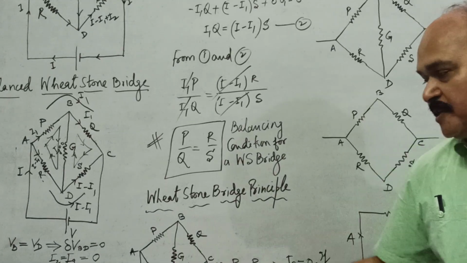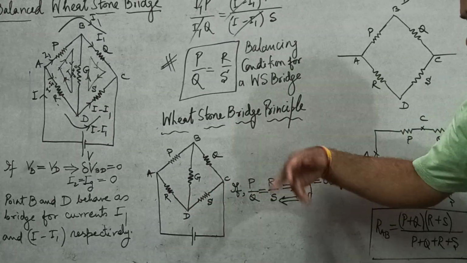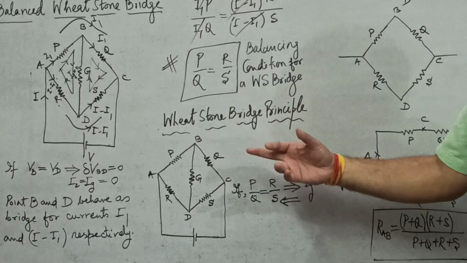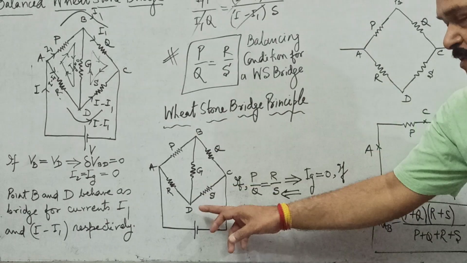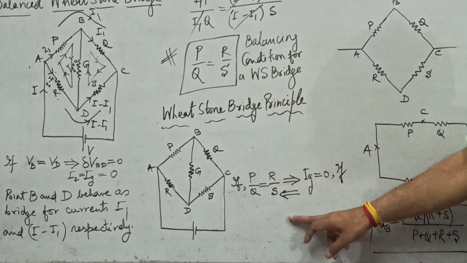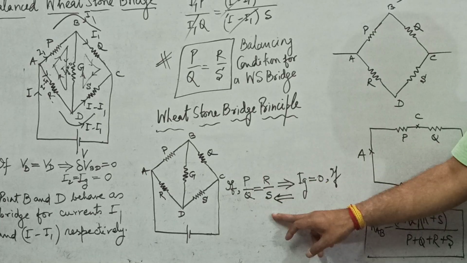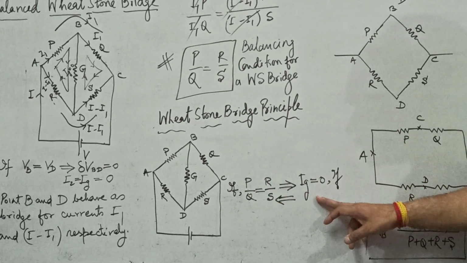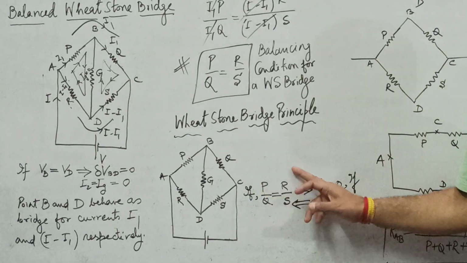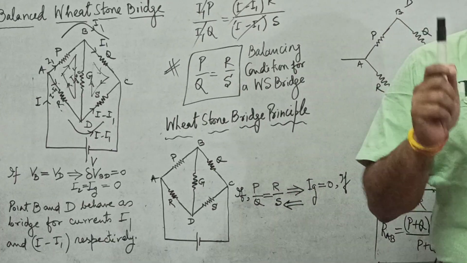So in any Wheatstone bridge, if P by Q is equal to R by S, that simply means no current would pass through this galvanometer, or if no current passes through the galvanometer, P by Q would always be equal to R by S. This is what is called the Wheatstone bridge principle. Both imply each other. P by Q is equal to R by S means there is no current passing through the galvanometer, and if no current passes through the galvanometer, that also means P by Q is equal to R by S.